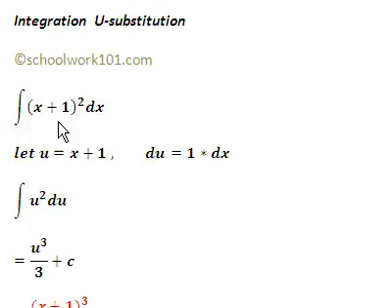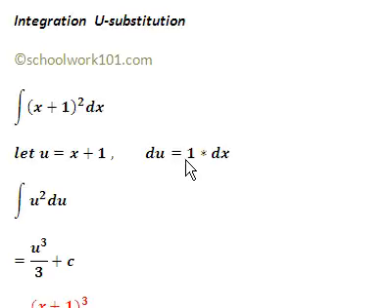Okay, we're going to be talking about taking the integral of a function, and we're going to be using u-substitution as our method. So we've got the integral here of (x plus 1) quantity squared. Now you could foil this out and work it out the traditional way, but we're going to do what's called u-substitution.